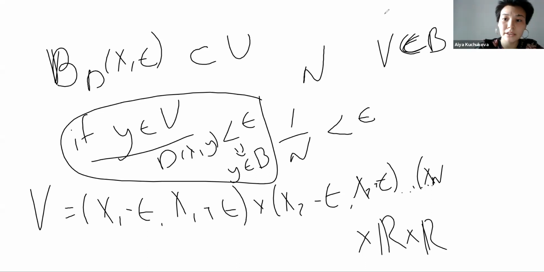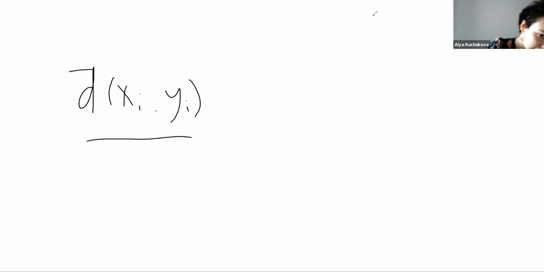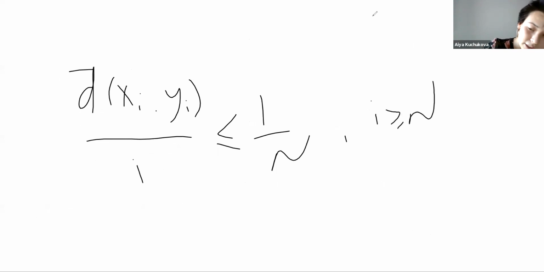Okay, and so basically, this also isn't that hard, because what we do is we realize that d-bar(x_i, y_i) divided by i is less than 1/n for all i bigger than n.